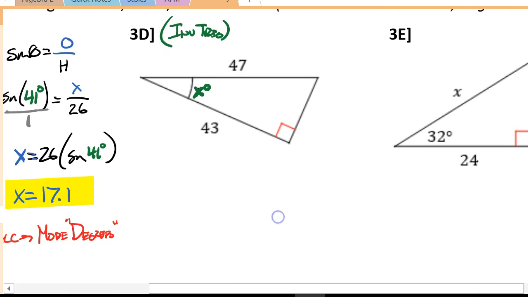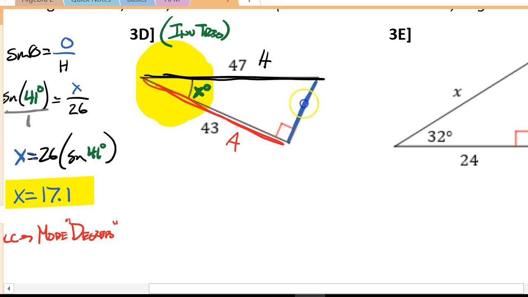Okay, 3D. Again, I have an angle of reference, x this time. I'm still going to go ahead and label my triangle. This is the hypotenuse. The other side length that makes up the angle is going to be my adjacent, and the other side is going to be the opposite. I'm given the adjacent side and the hypotenuse in this particular problem, so that lets me know that I'm using the cosine ratio. Cosine is the adjacent over the hypotenuse.